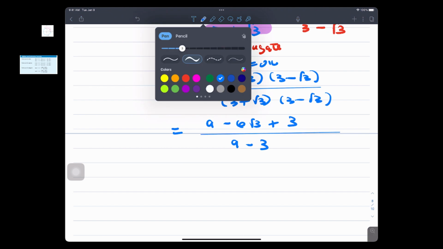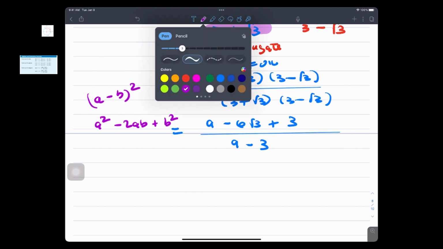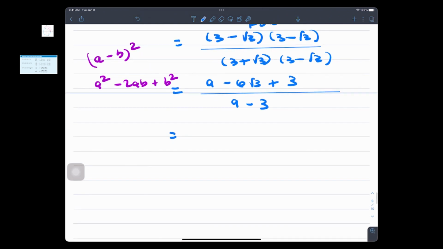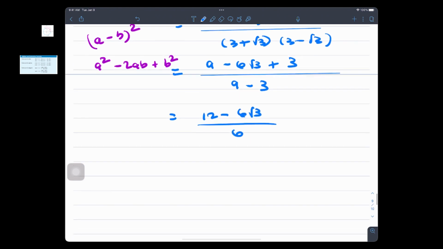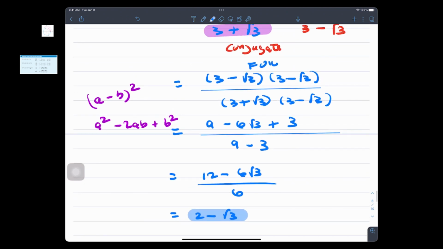Okay? So you might say, what did I use for the algebra? Well, remember this, a minus b squared is a squared minus 2ab plus b squared. Let's see if I did my algebra okay. I think I did. Yep. So you'll often see this as 12 minus 6 square root of 3 over 6, or just simply 2 minus square root of 3. So, you know, you're looking back at the book, and ladies and gentlemen, this is what they have you do.